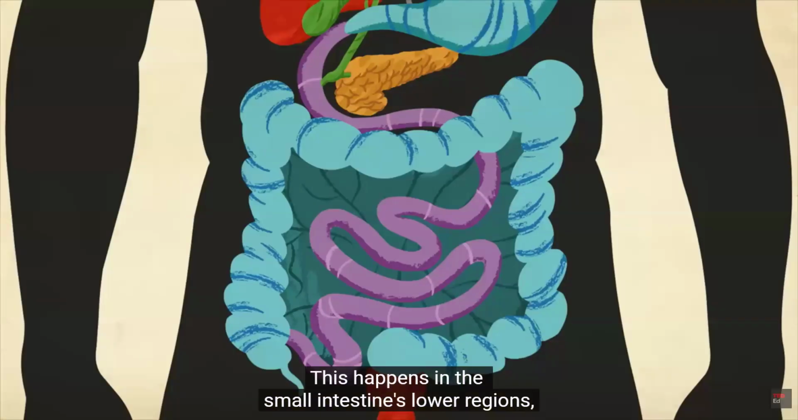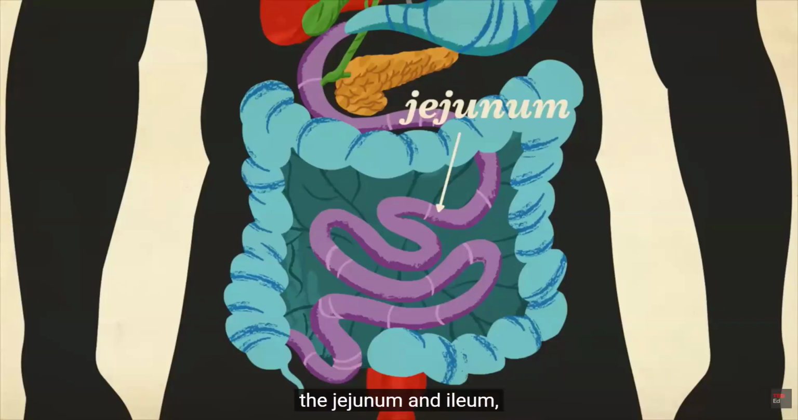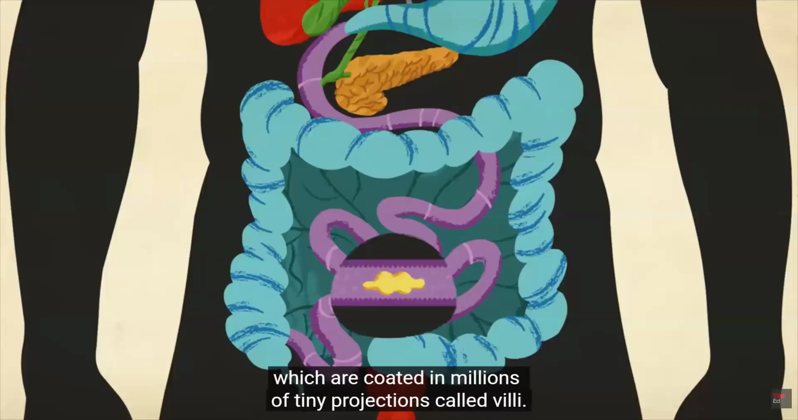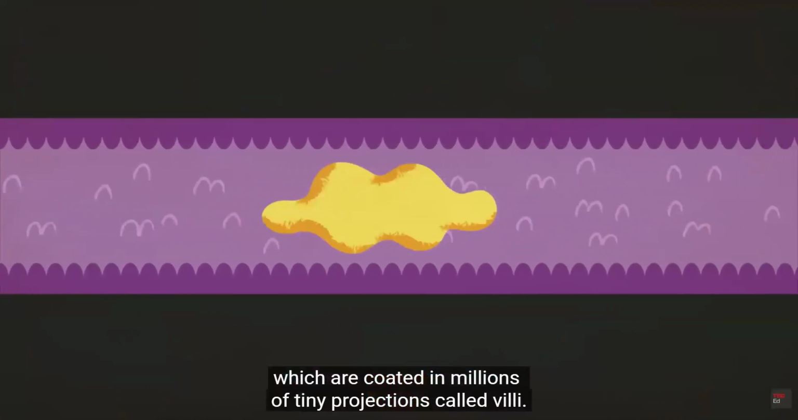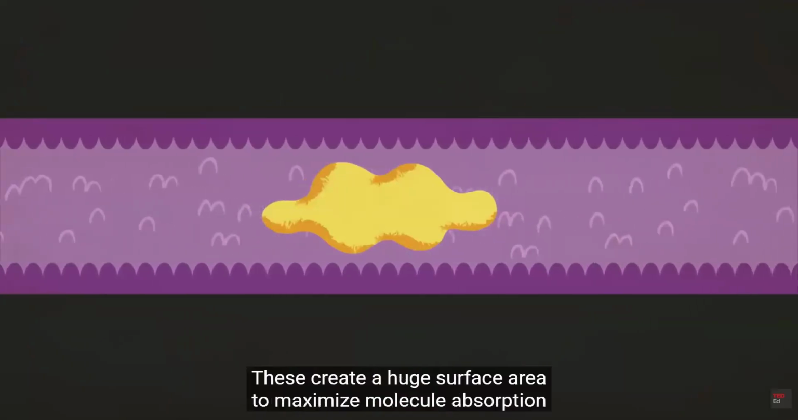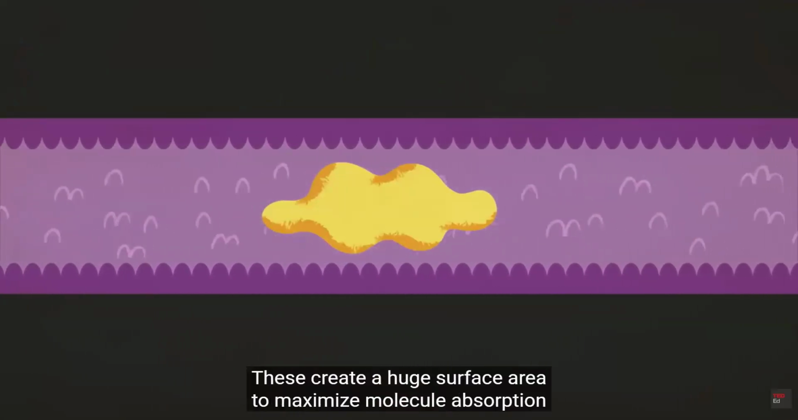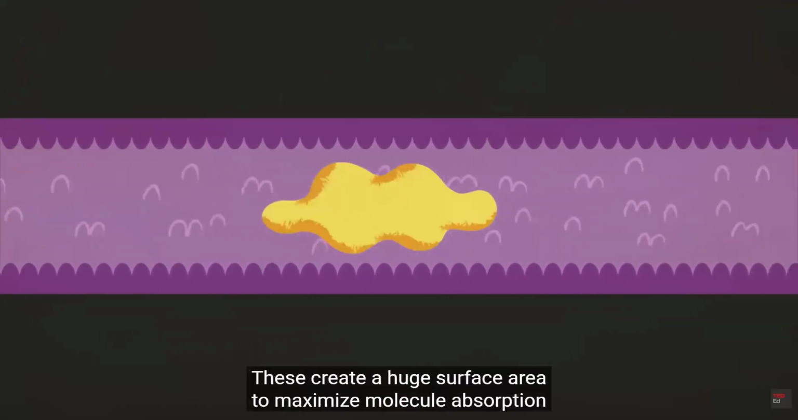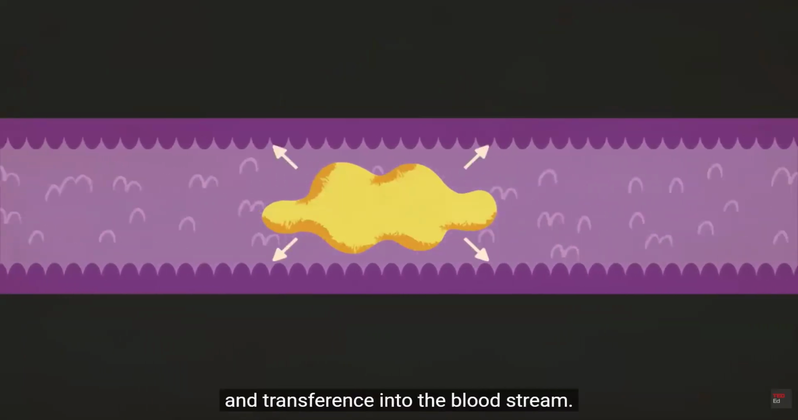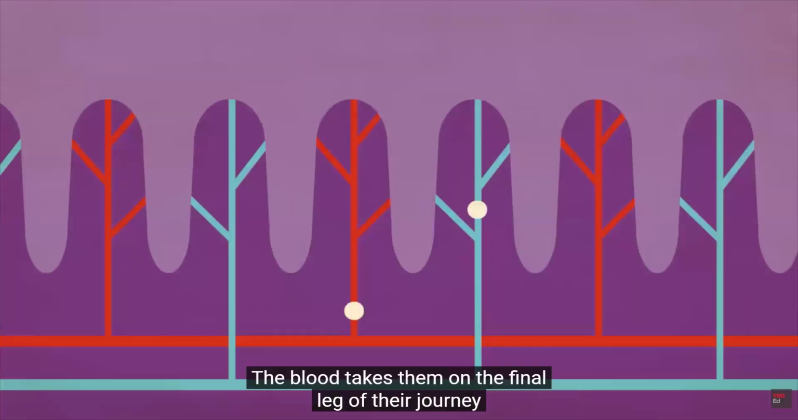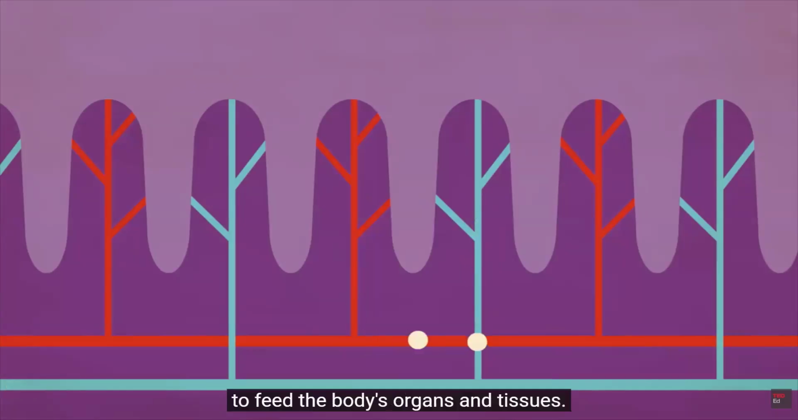This happens in the small intestine's lower regions, the jejunum and ileum, which are coated in millions of tiny projections called villi. These create a huge surface area to maximize molecule absorption and transference into the bloodstream. The blood takes them on the final leg of their journey to feed the body's organs and tissues. But it's not over quite yet.